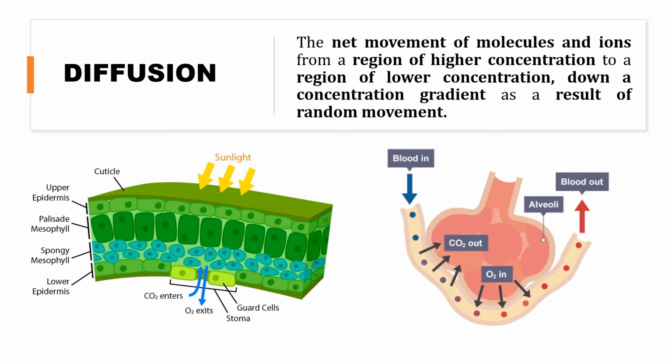So there are two examples of diffusion mentioned here. The first one is diffusion for photosynthesis, where carbon dioxide diffuses from the air to the leaf, whereas oxygen diffuses from the leaf to the air. And the second one is the gas exchange, which happens in the alveoli. Oxygen diffuses from the air to the blood, whereas carbon dioxide diffuses from the blood to the air.